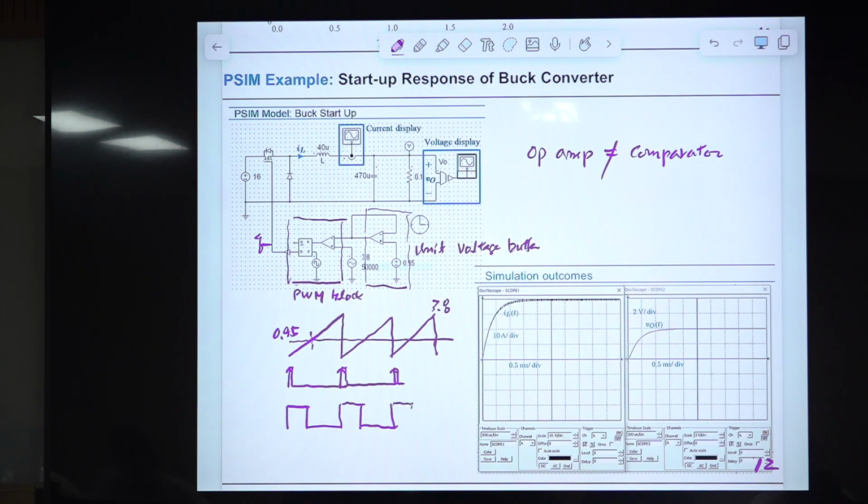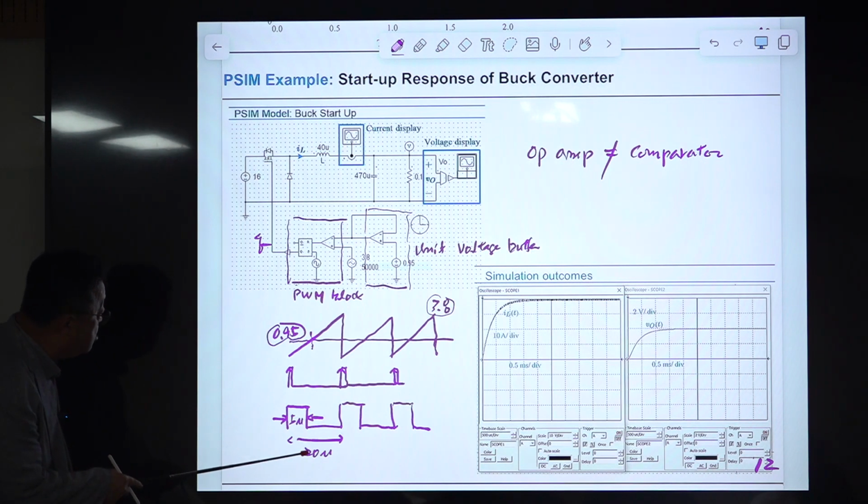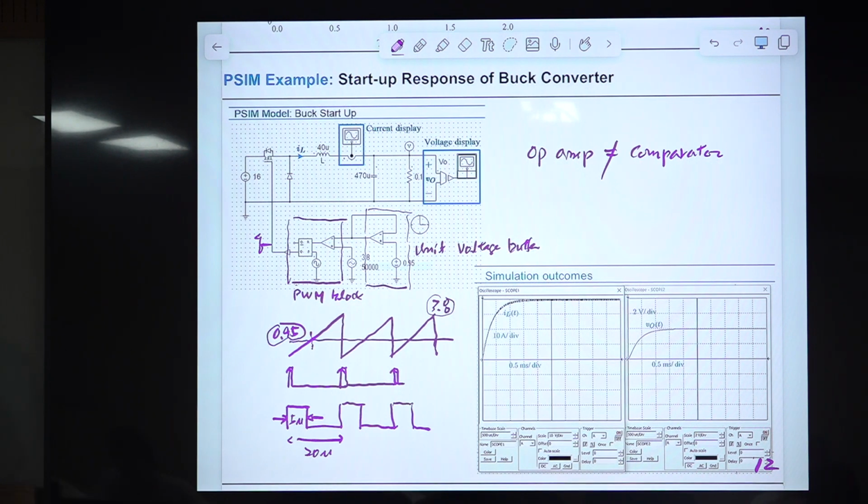Okay. Then suppose this is 20 microseconds. Then this on-time period is what? It is 5 microseconds. Okay? Because the ratio between these is 4. So 4 times this is this number. So the ratio between this and this is the same as the ratio between this value and this value, because we are talking about two similar triangles. Okay, so this is the pulse waveform.